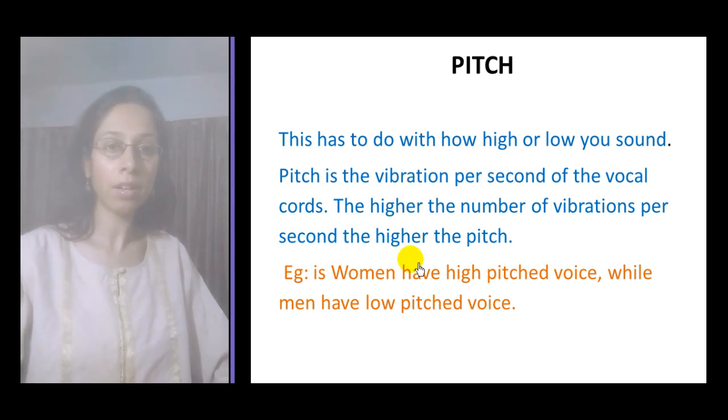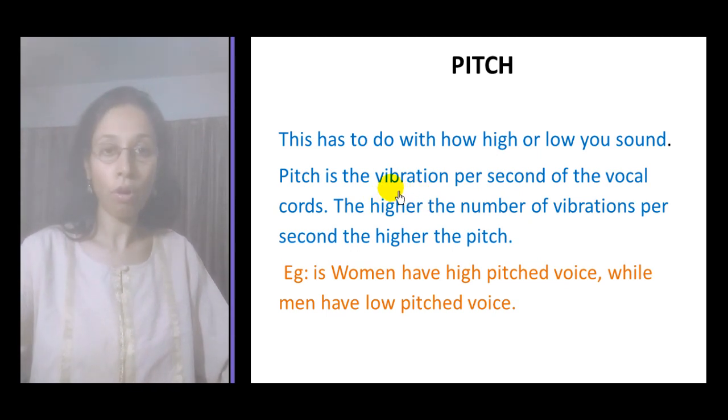Women have a higher-pitched voice, whereas men generally have a lower-pitched voice, right? And pitch is the same as what you know from your physics. It has to do with the vibrations per second. So the more the frequency, the higher is the pitch. And here it is the vibration of the vocal cords. The more the vocal cords vibrate, the higher is the pitch, and the less the vocal cords vibrate, the lower is the pitch, right?